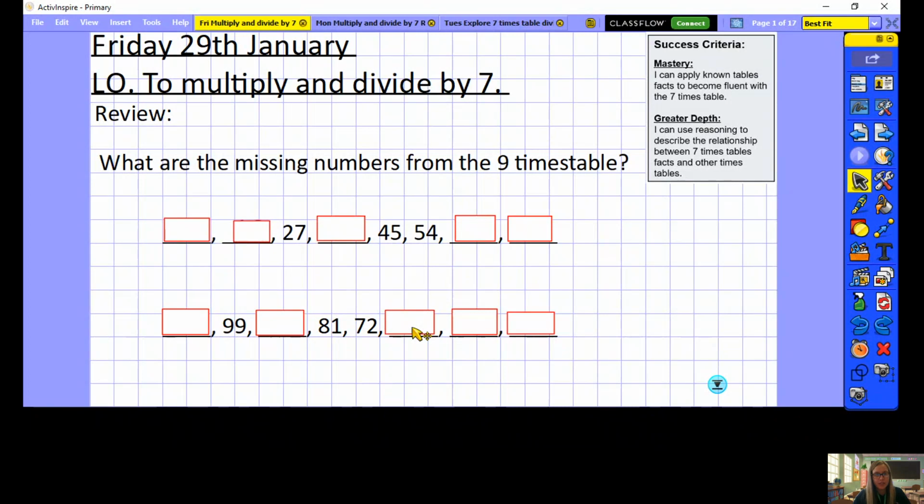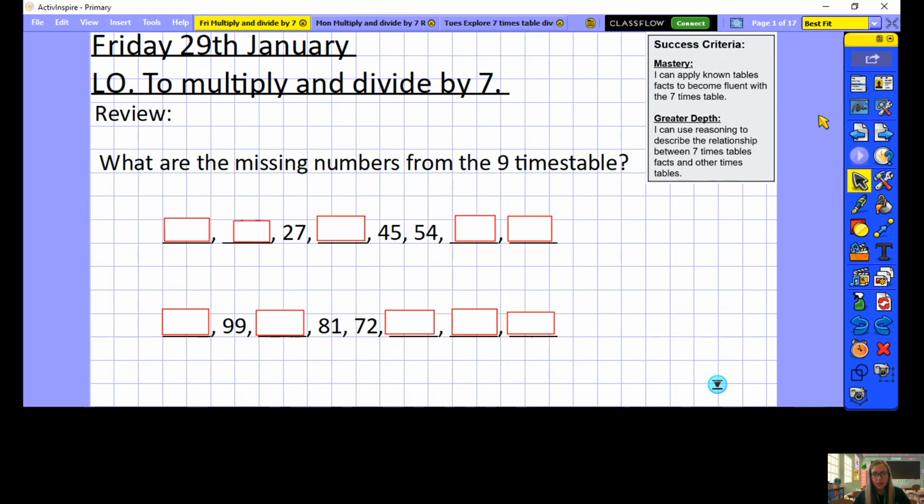Okay, so it's Friday the 29th of January and our learning objective today is to multiply and divide by 7. So if you could pause the video now and write today's date and learning objective and underline these. Okay, brilliant. So let's review what you've been learning so far this week.